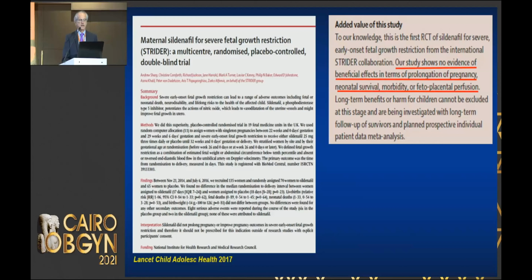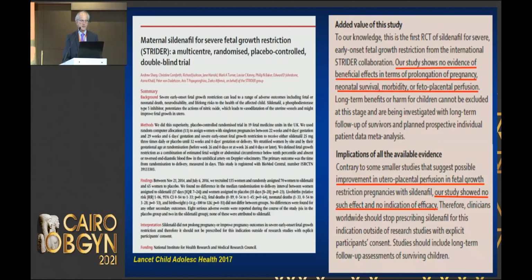It has no effect. This study showed no evidence of beneficial effects in terms of prolongation of pregnancy, neonatal survival, morbidity, or fetal-placental perfusion. And the authors concluded that improvement of utero-placental perfusion in fetal growth could not be shown. There was no effect and no efficacy. And all these randomized studies which look at possible therapy or management of fetal growth restriction, especially early fetal growth restriction, should include long-term follow-up assessment of surviving children.